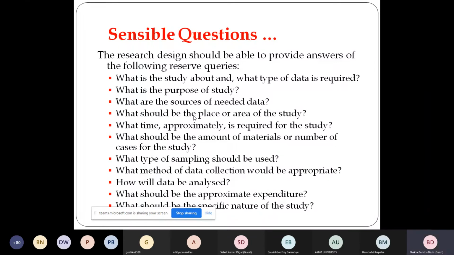What type of sampling should be used? As I told you, whether it is purposive sampling or convenient sampling, or you talk about probability samplings, stratified sampling, systematic sampling. What type of sampling? Whether it is probability sampling or non-probability. If it is probability sampling, what type of sampling tool are you adopting? If it is non-probability, what type of sampling tool are you adopting? Accordingly, how do you decide your sample size?